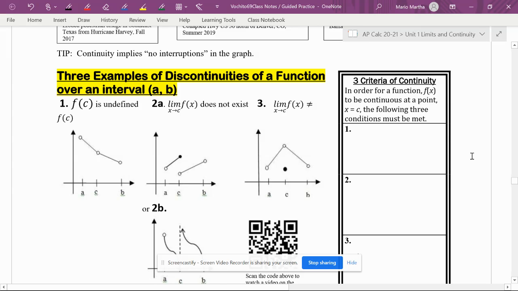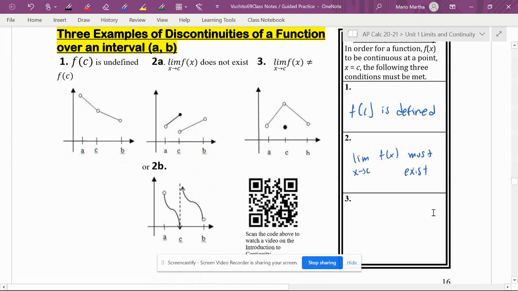The first condition for a function to be continuous is that f of c is defined. The second condition is that the limit as x approaches c of f of x must exist. The third is that the limit as x approaches c of f of x is equal to f of c. If any of these three is not true, then the function is automatically discontinuous.